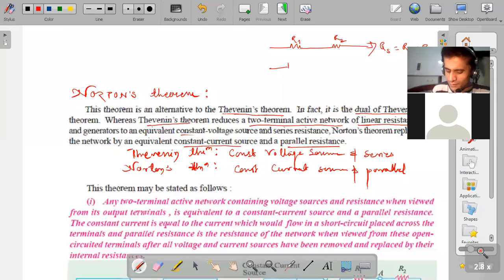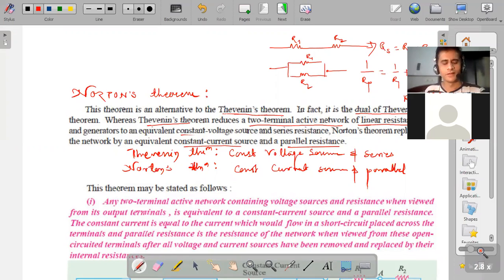Suppose two resistors R1 and R2 are connected in parallel. Therefore, for this we can write 1 upon Rp, the equivalent parallel resistance, equal to 1 upon R1 plus 1 upon R2. From this, 1 upon Rp is equal to R1 plus R2 upon R1 into R2. Or you can write Rp equal to R1 R2 upon R1 plus R2.